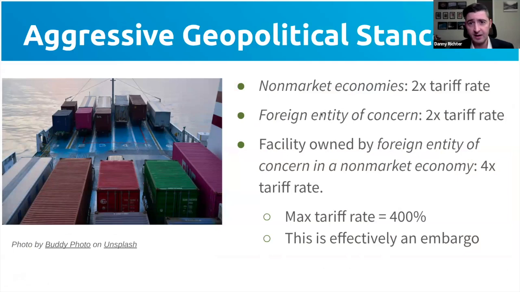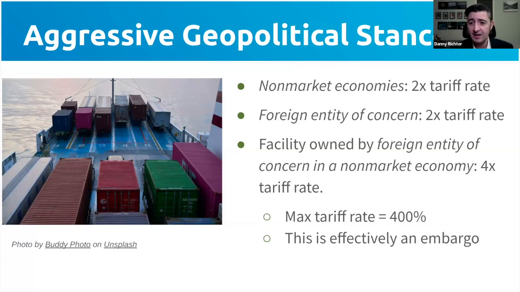There is also an aggressive geopolitical stance. So if you are a non-market economy and you're exporting to the United States, whatever your tariff rate would be, it's multiplied by two. If you are a foreign entity of concern, and there's a definition in the bill, same thing. Whatever the tariff rate would be based on the carbon intensity of that good, you multiply by two. If you are a facility owned by a foreign entity of concern in a non-market economy, whatever the tariff rate would otherwise be based on the carbon intensity is multiplied by four.